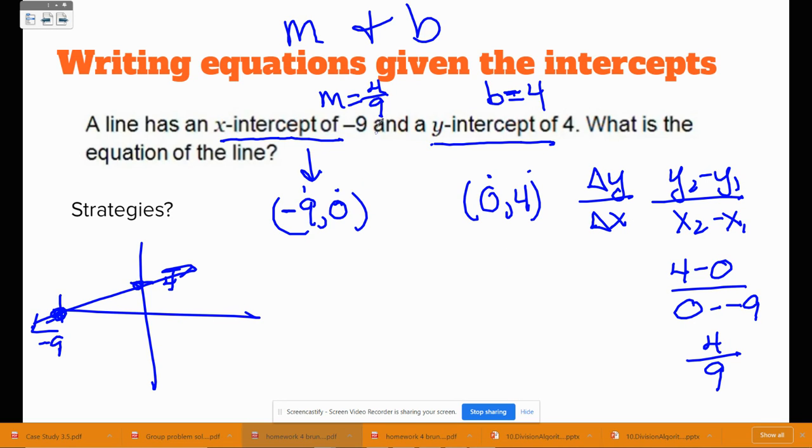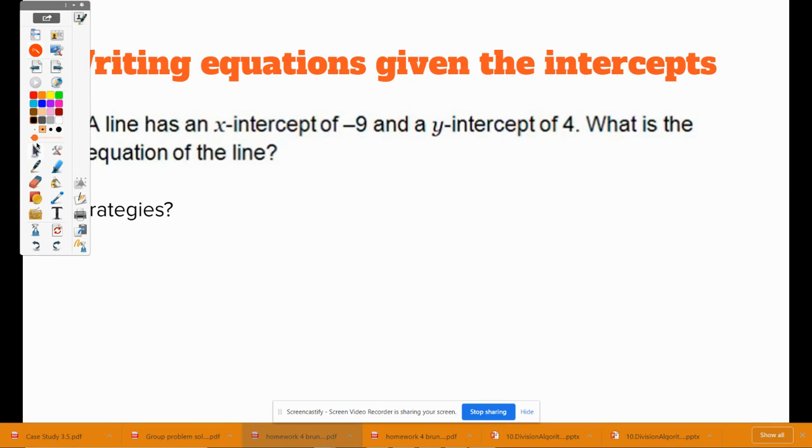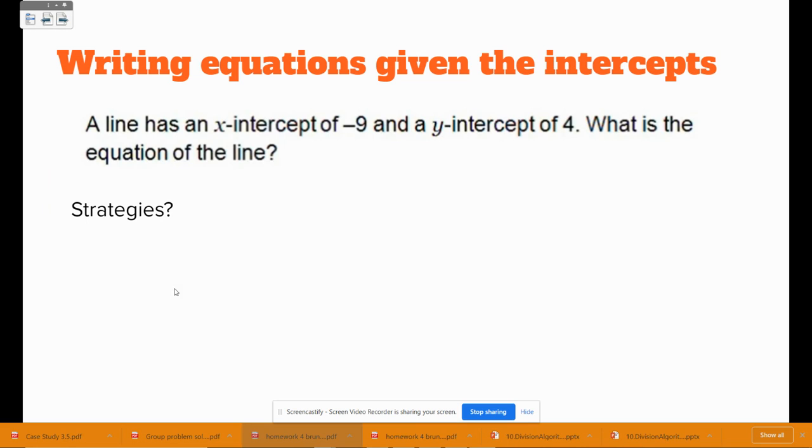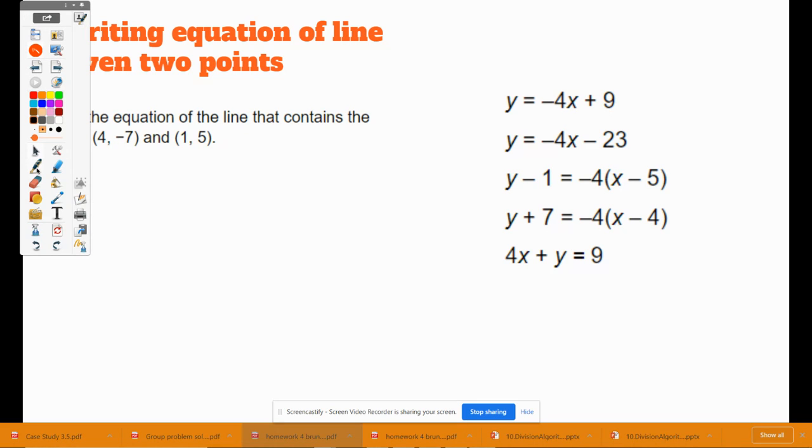Once you know m and b, you can write the equation 4/9x plus 4. Kids sometimes forget their x. Make sure you're not forgetting the x. There could be other ways that you attack that problem. And if you're not getting the right answer, please reach out to me and we can make sure that your method is valid. Okay, writing equation of line given 2 points.